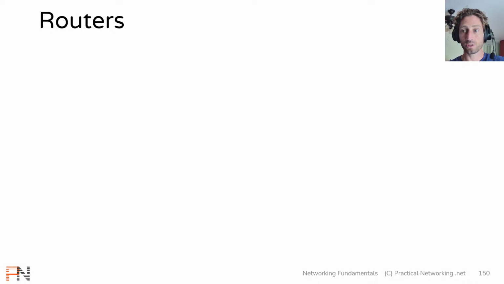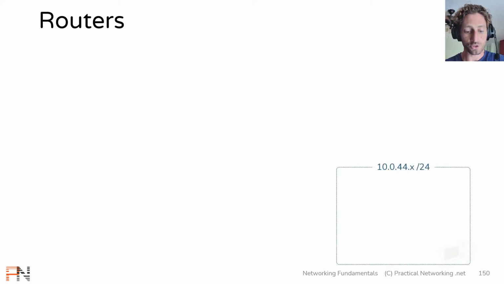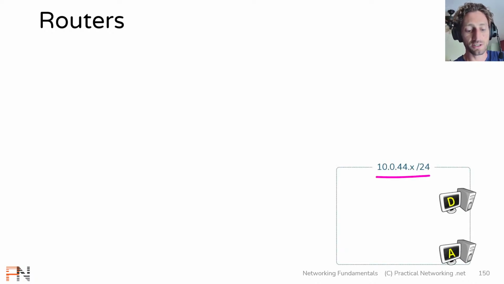Cool. So here we go. So here we have a network. This is the 10.0.44.x/24 network. On this network are 2 hosts, host D and host A.